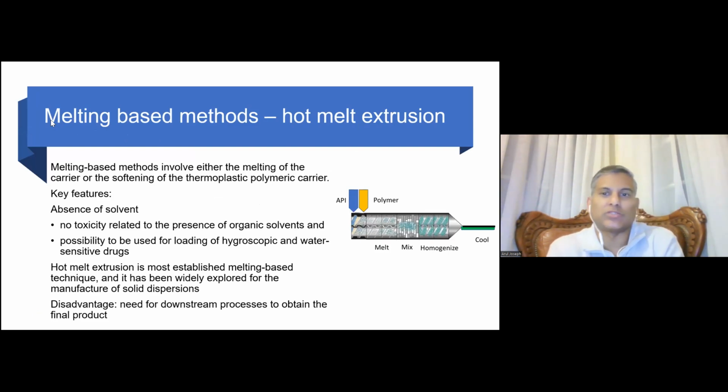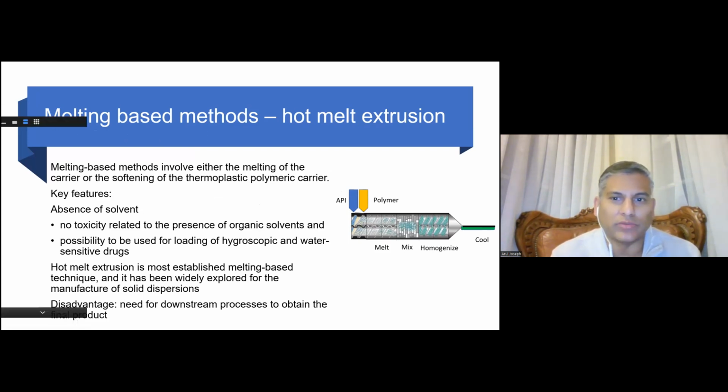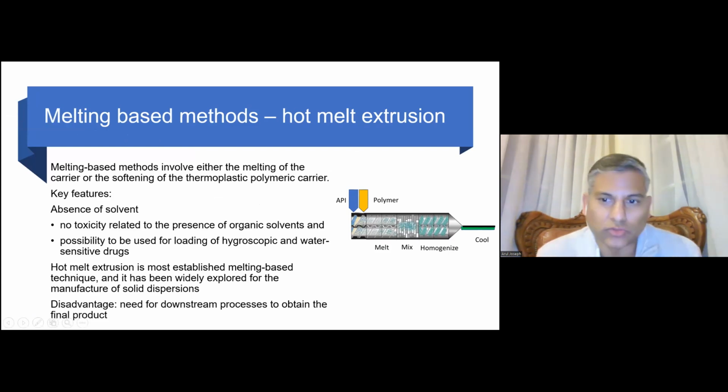And finally, the melt-based methods, and hot melt extrusion is the most widely known melt-based method, right? The key advantage of using hot melt extrusion is the lack of solvent. So if your API is sensitive to solvent, it's good that you can use HME because HME doesn't have solvent. So you don't have the issues with toxicity related to the presence of organic solvents, because when you have organic solvents, you need to worry about the ICH, International Council for Harmonisation, limits for how much the drug can contain. So, you don't have the issues associated with organic solvents, which you do with spray dried dispersion.